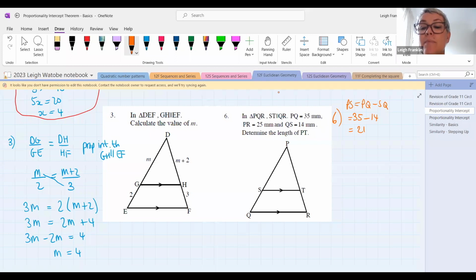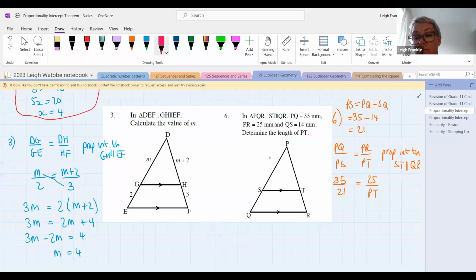So PQ over PS equals PR over PT. The reason is the proportionality theorem. ST is proportional to QR. Lovely. Okay, fantastic. Keep going, this is wonderful. Then I substituted 35 over 21 equals 25 over PT. Nice. And now what did you do?